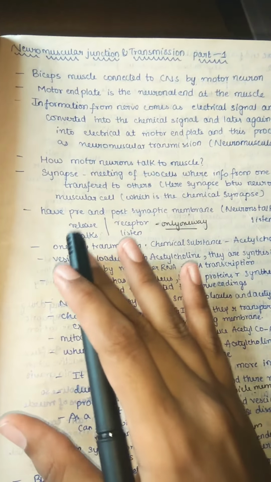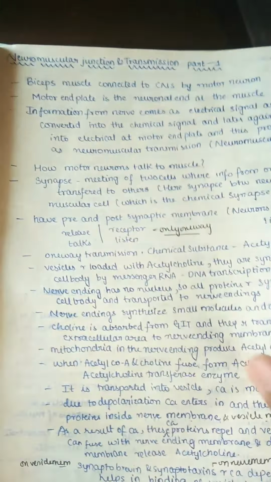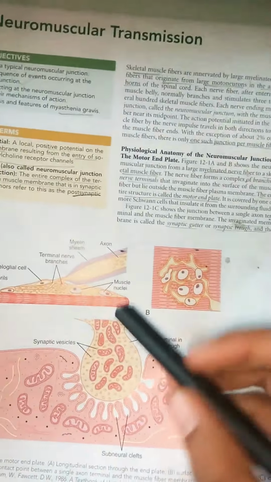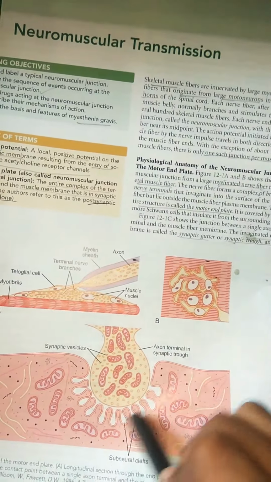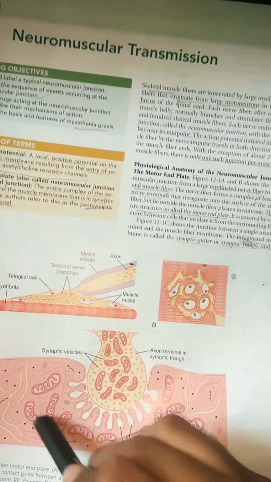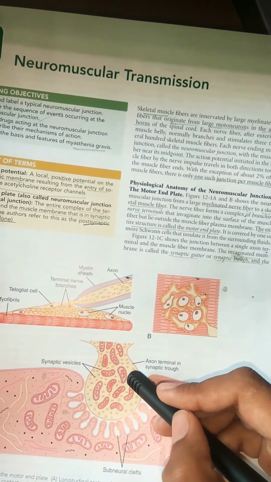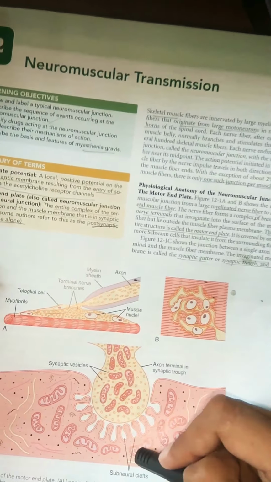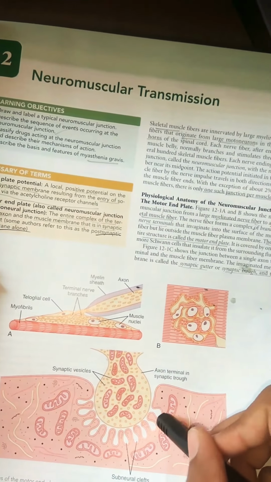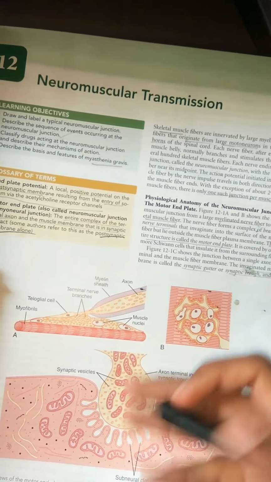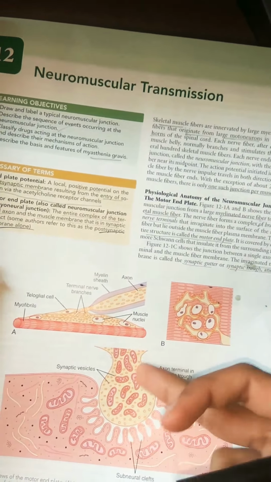We have mainly the pre- and postsynaptic membrane. You can check out here: this is the presynaptic membrane and this is the postsynaptic membrane. The presynaptic membrane releases vesicles with acetylcholine or some other chemical substance. That is how it is talking with our muscle. The muscle is the postsynaptic membrane, and it has a receptor which listens to the presynaptic membrane.